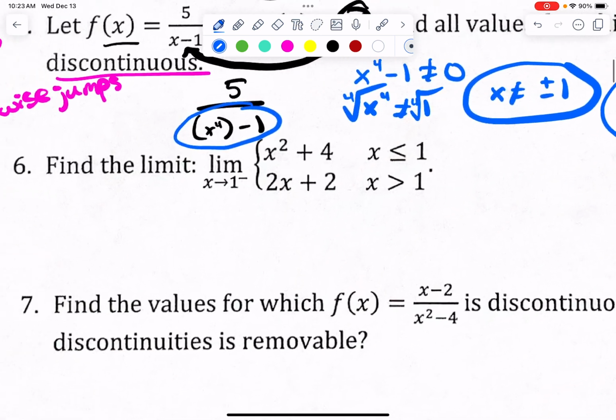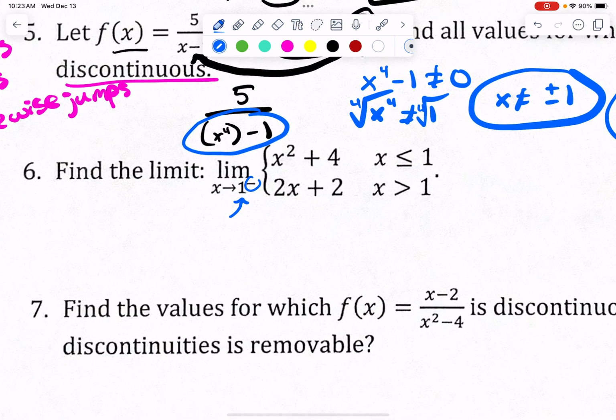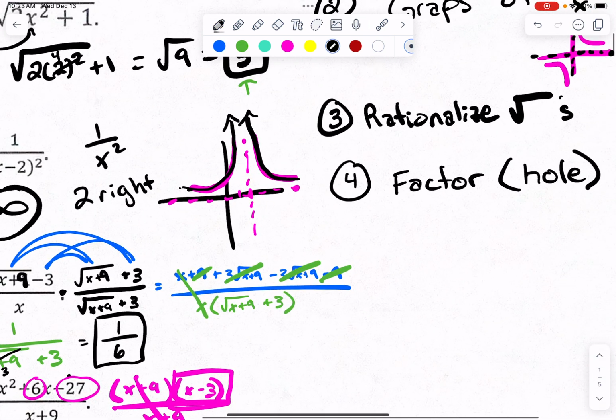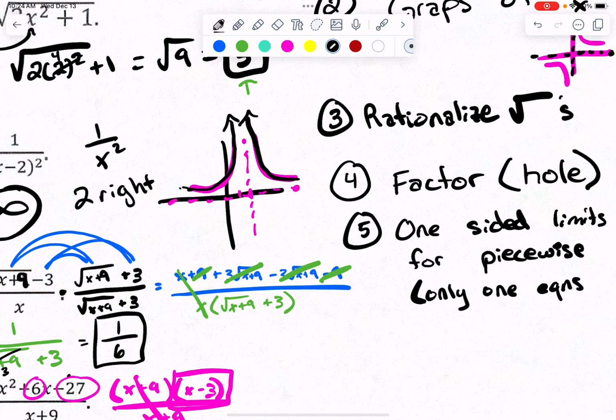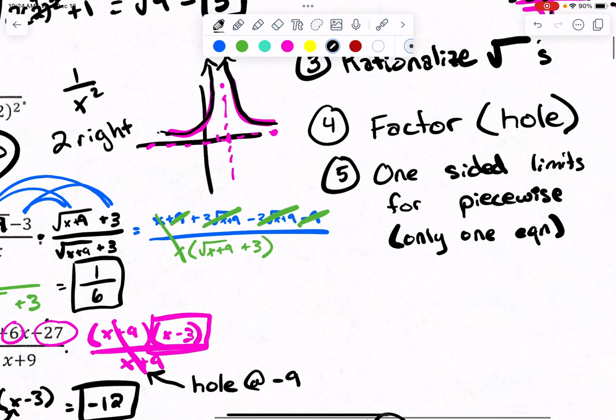Number 6 is another limit, and they are saying this one is minus. So that means from the left. From the left. Okay, I've got to figure out what we're going to put in strategies. I'm going to say 5, one-sided limits for piecewise. Okay, and the strategy for looking at one-sided limits is that you're only going to look at one equation. You're only going to look at one equation when you're doing a piecewise, when you're doing a one-sided limit.